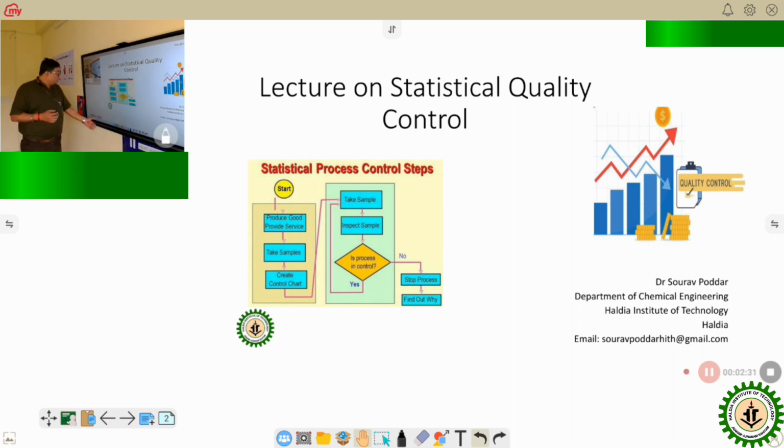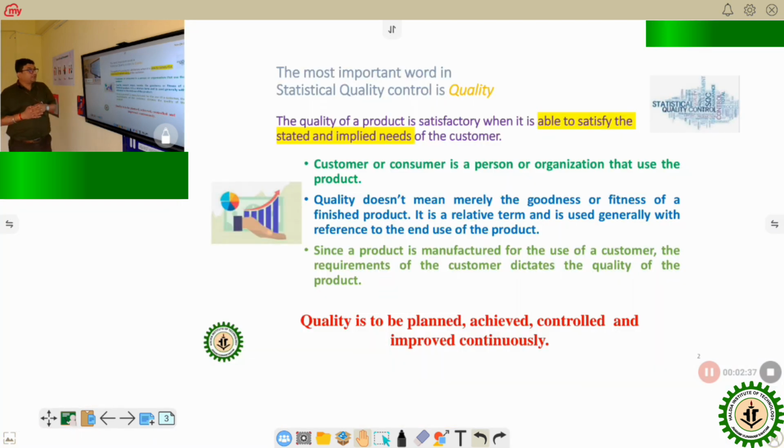Before starting into the whole part, we need to know certain definitions related to it. What is quality control? Statistical quality control is basically the checking of the quality that we are going to implement. From the slide you can understand that the quality of a product is satisfactory when it is able to satisfy the stated and implemented needs of the customer. In that case, we need to do certain parameter checks, and observe how we are going to obtain the whole process out of it.